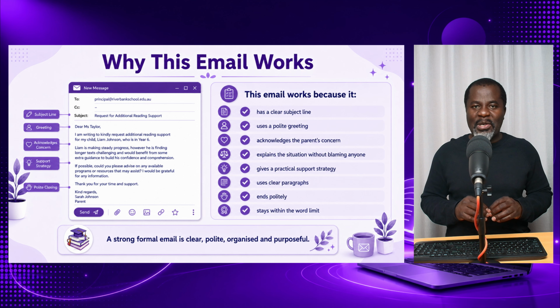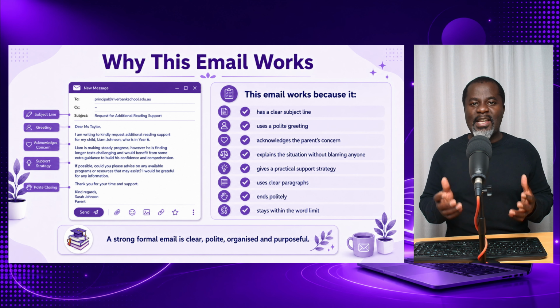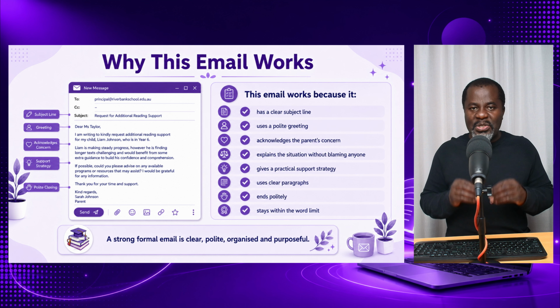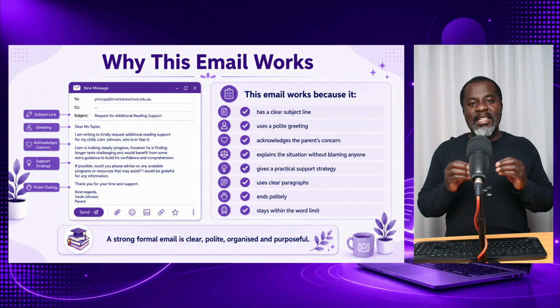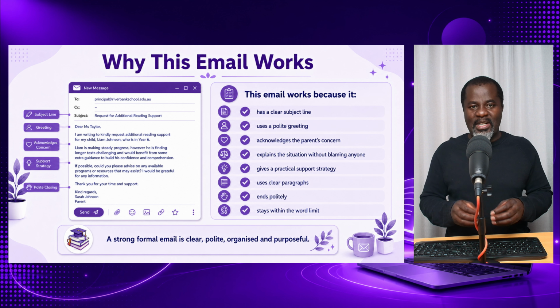Now, let's talk about why this email works. This email works because it has a clear subject line. It uses a polite greeting. It acknowledges the parent's concern. It explains the situation without blaming anyone. It gives a practical support strategy. It uses clear paragraphs and it ends politely. And it stays within the word limit.